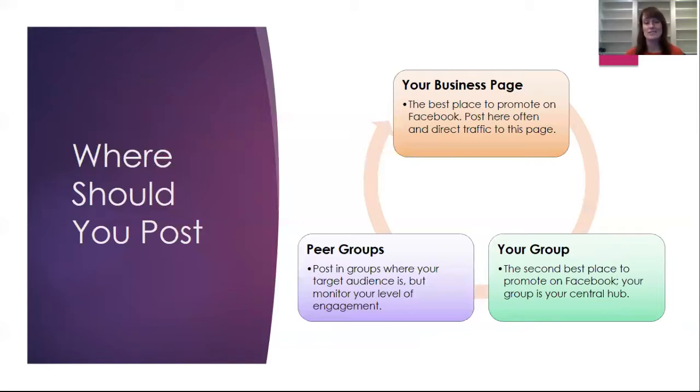The third place would be peer groups or other people's Facebook groups. Posting in groups where your target audience is, but make sure that you monitor your level of engagement in these other groups. You want to make sure that you're interacting and getting people to comment and like on your stuff, as well as you go into those groups and do the same for others.